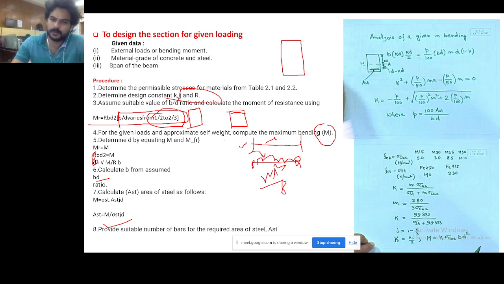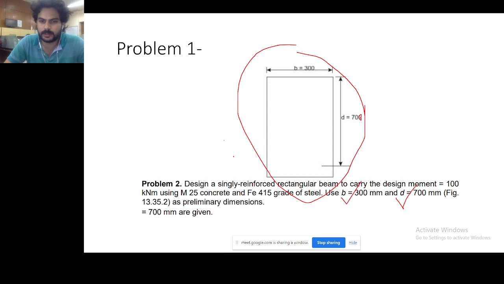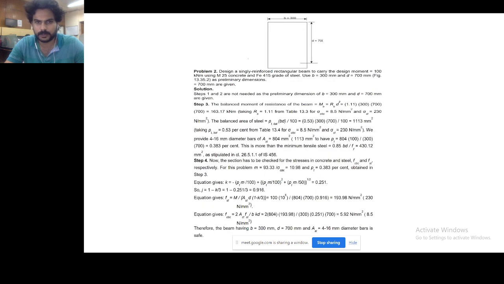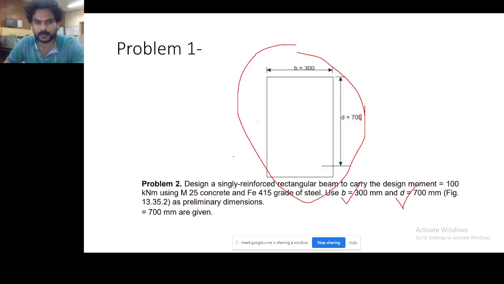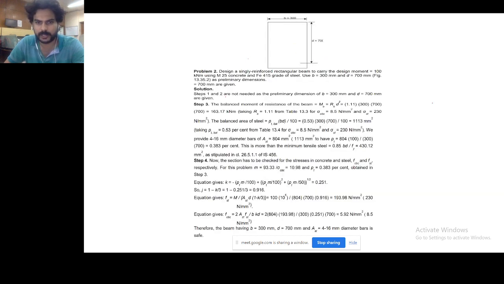Okay. So this is the question. We'll try to design it, and in the design steps, we'll try to see what are the different steps they are following, and try to learn from this problem. So step 1 and step 2, as you can see, are eliminated here because they are not required, because B and D are already given. The ratio of B and D we don't need to assume, we'll directly get the values.